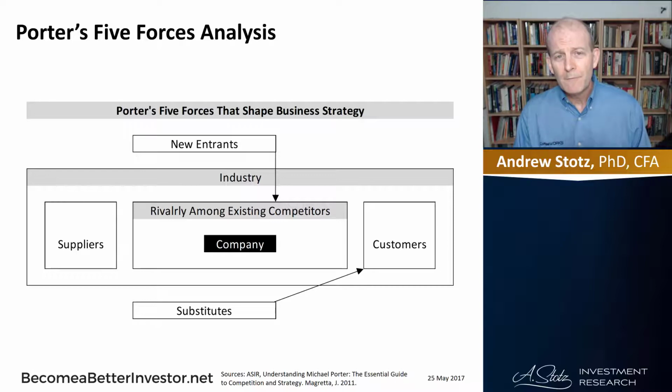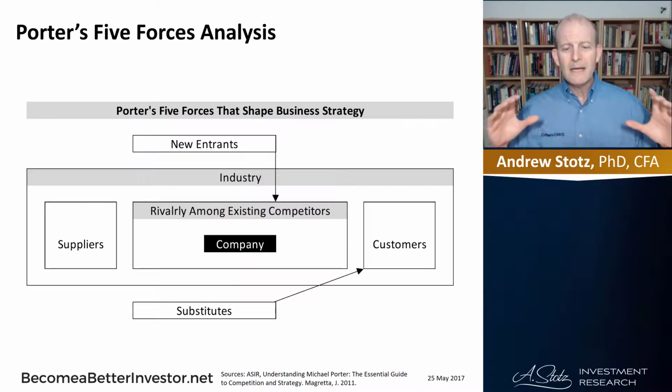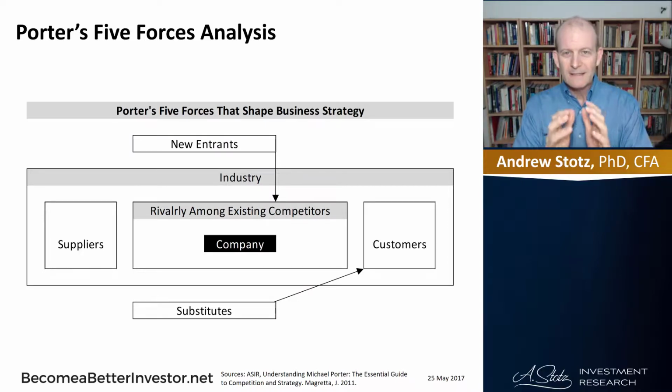So let's finally review what I talked about in this original diagram. The main issues are your suppliers and your customers. When you're analyzing a company in the middle, you're also looking at the rivalry amongst these competitors. And then finally, we look at new entrants and substitutes.